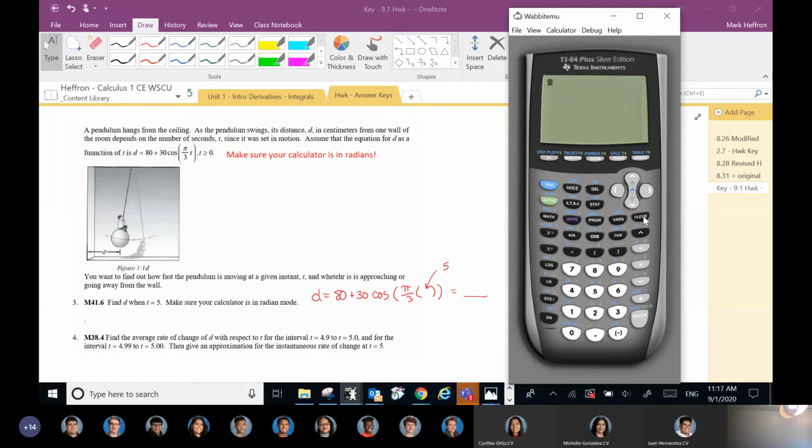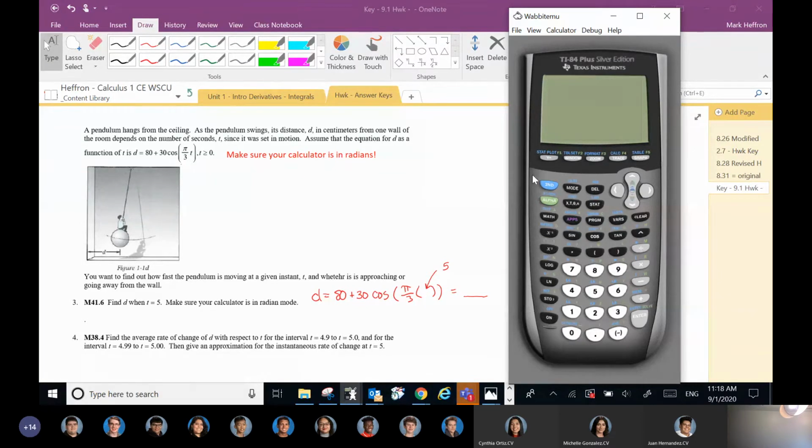How do we know if our calculator is in radian mode? Well, we go to mode, which is right next to the blue second. Usually they are in radians, but if you've had like a physics class or something, degrees could be highlighted. So we want to make sure that radians are highlighted. Okay.